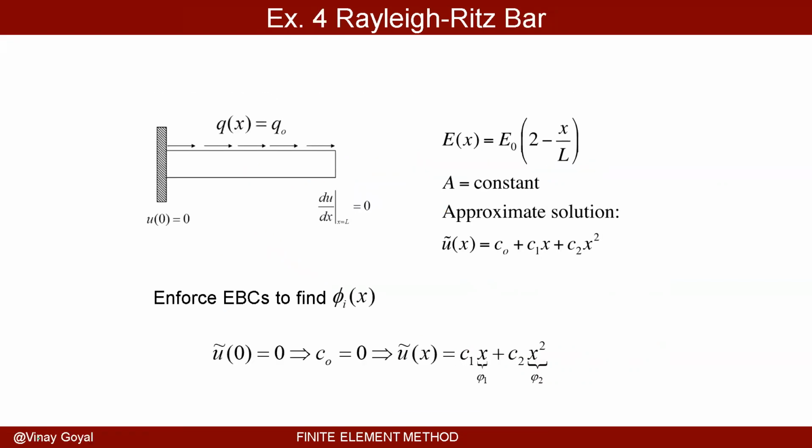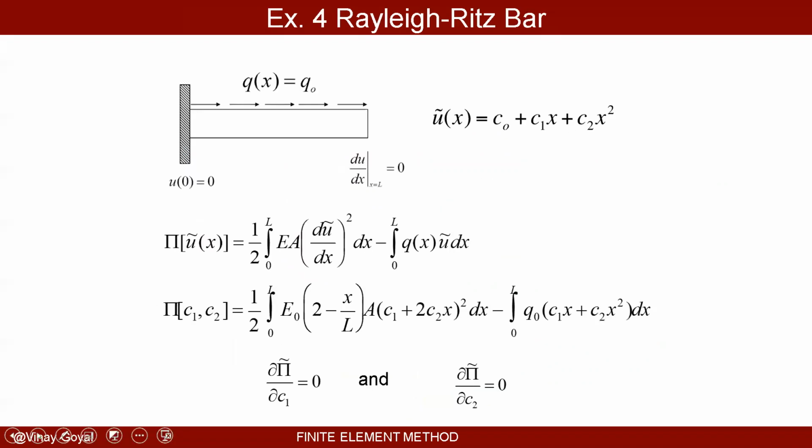Another problem, Rayleigh-Ritz of a bar. Say that I have this distributed load applied. The approximate solution I'm selecting is going to look like this because it's fixed here. So u at 0 is 0, so C naught has to be 0. So I end up with this equation, this phi1 and phi2. So let's look at that. Go ahead and plug it in. Plug this into this here. The modulus varies because I wanted the modulus to vary just for fun. And then calculate the derivatives to find C1 and C2. This we already discussed is 0.